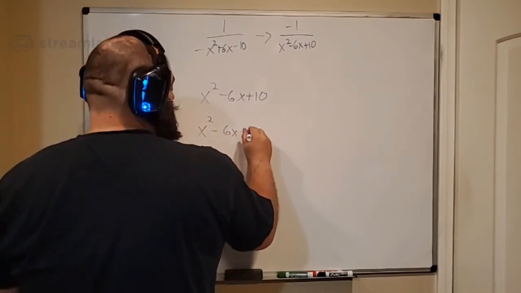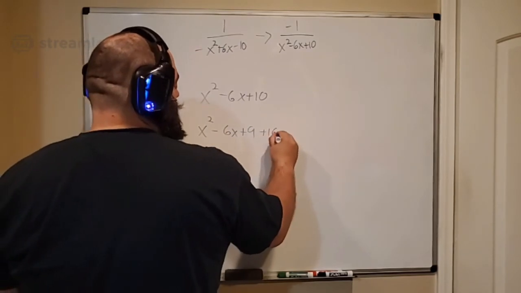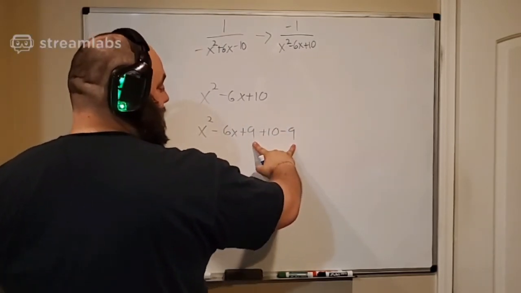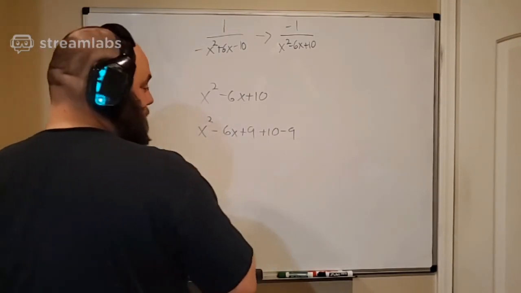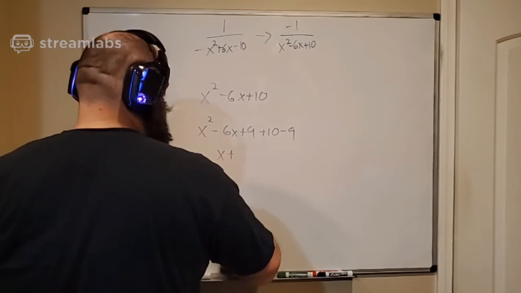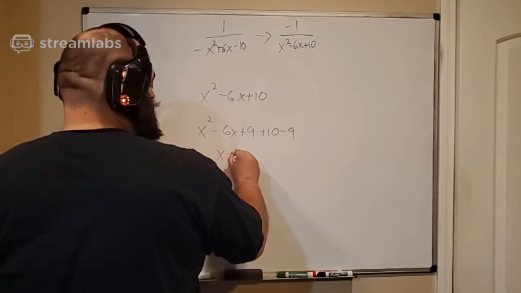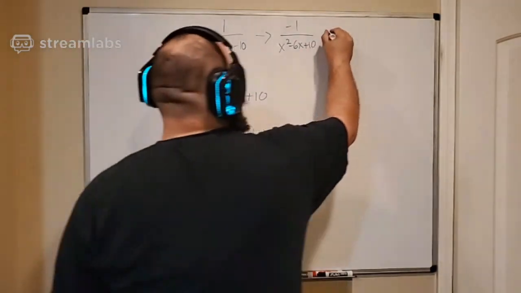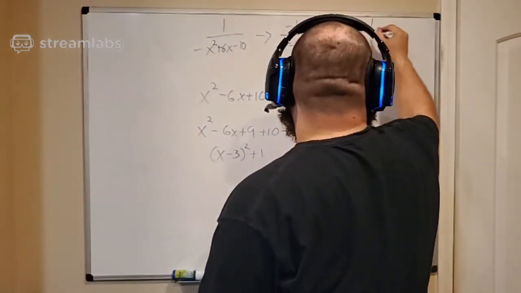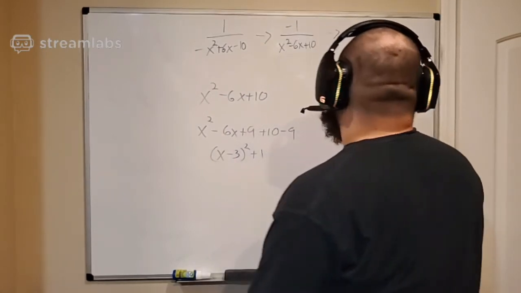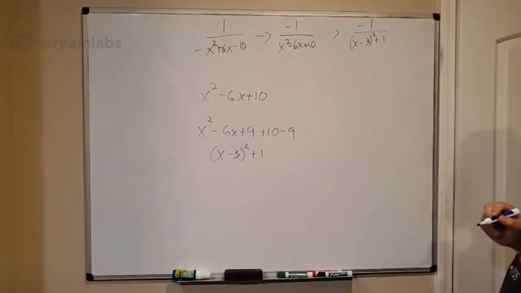So the plus 9 and minus 9 will cancel each other out. That's how I do it. It's not the only way to do it, but it's just how I do it. So this would become minus 3 squared plus 1. And then don't forget, I highly suggest doing your arctangent. You do a u sub, so you would do u is equal to x minus 3.